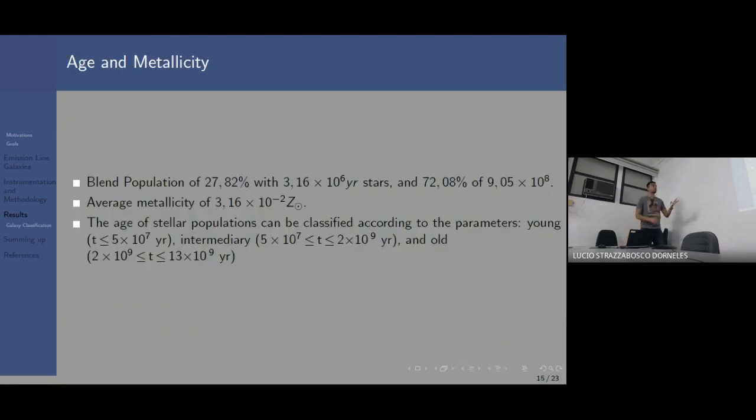Here are some results of the synthesis. We have a blend population of 27% of young stars. We have 72% of intermediate stars. It has this metallicity, a quantity that quantifies elements that are higher than helium in the star populations. So we have this based on the solar metallicity.